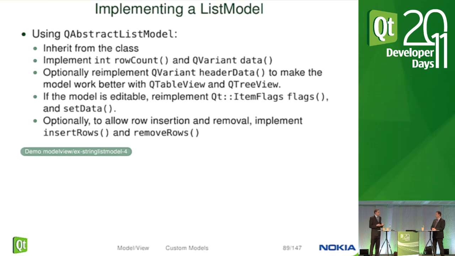But apart from those, there's a number of additional methods we can override. There's something called header data. So that's for the row and column headers that we can display in the views. And if we want to have like Excel-like row numbers and letters at the columns, then we can return that in header data.